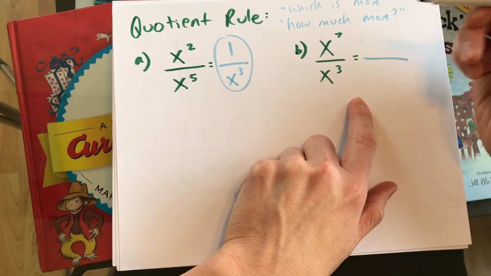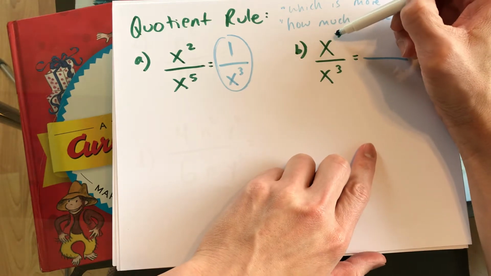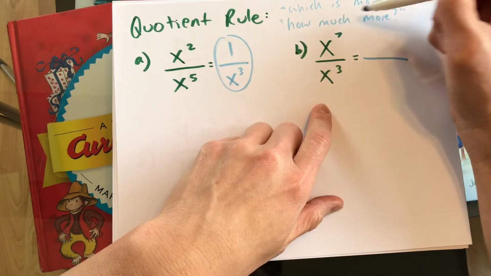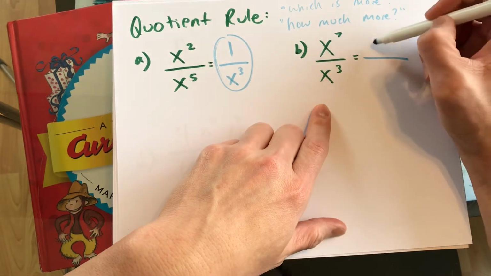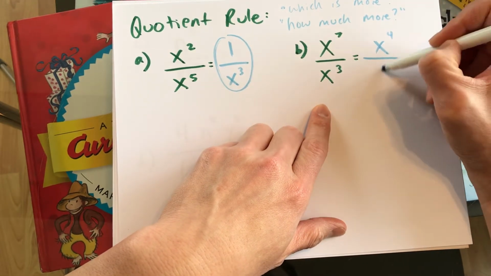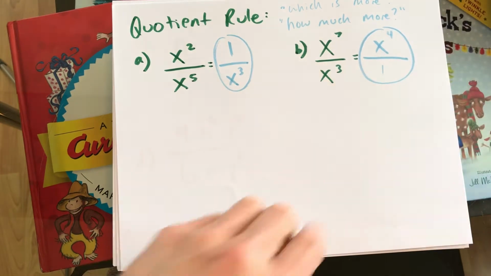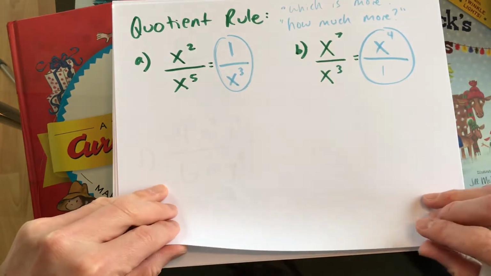Same thing here. You have x to the 7th power, so which has more? The numerator. How much more does it have? It has 4 more, like that. And you don't need the 1 right there if you don't want the 1 right there, okay?